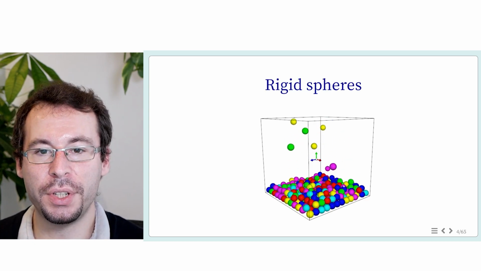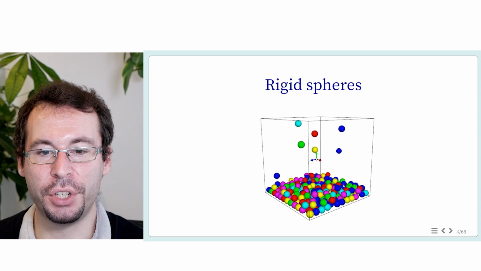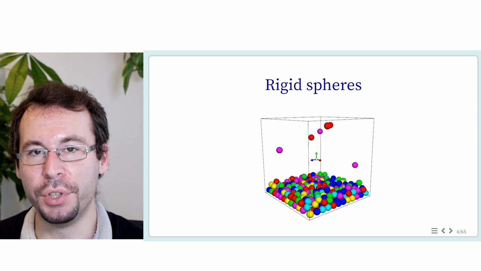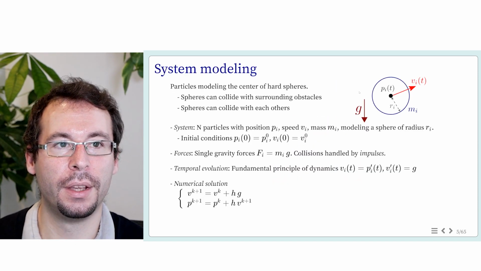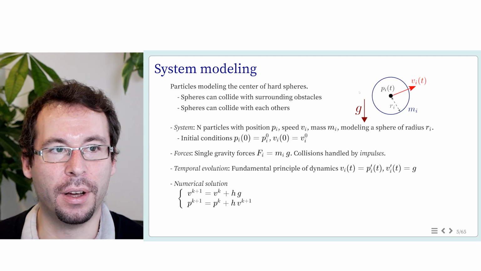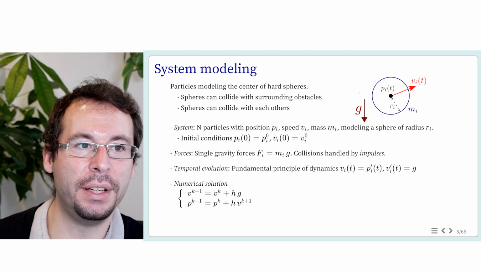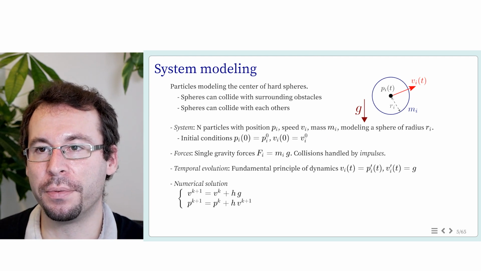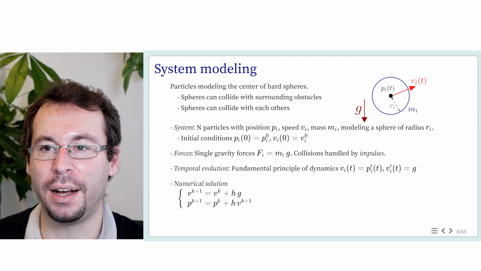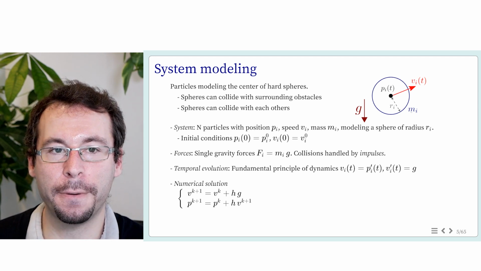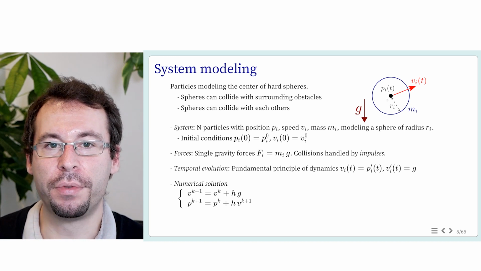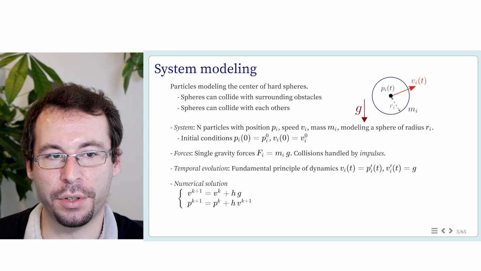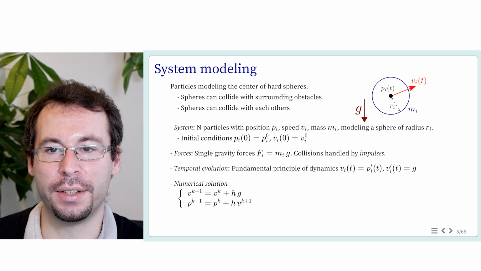And now we are going to see a very simple introductory model, which is a model where we have a lot of rigid spheres that collide with each other. So if we want to have this system modeled, basically we can model them using particles. So each sphere is a particle with a position p_i(t), a speed v_i(t), a radius r_i, and its mass m_i. The spheres can collide with surrounding obstacles, they can also collide with each other, and then I've got my system, which is made of this set of n particles.